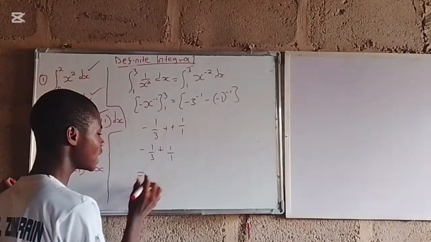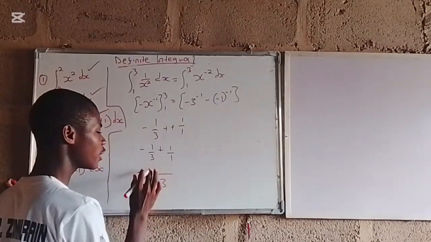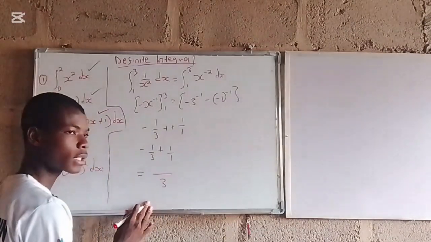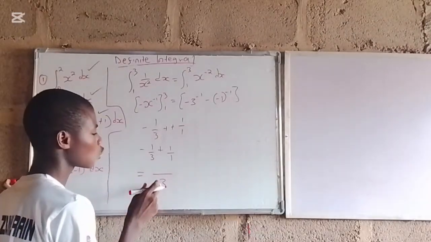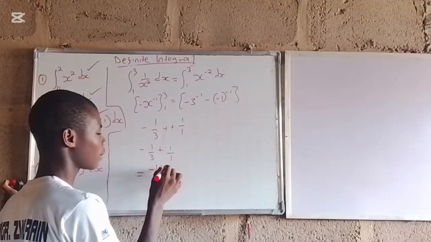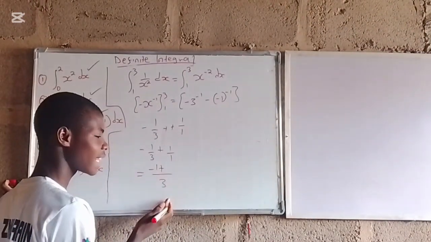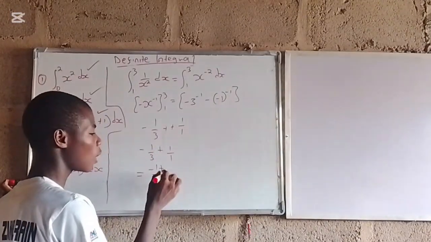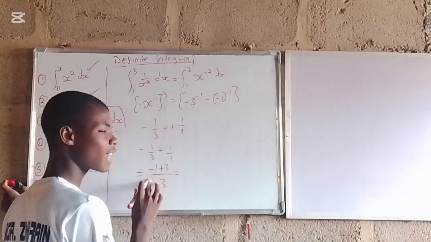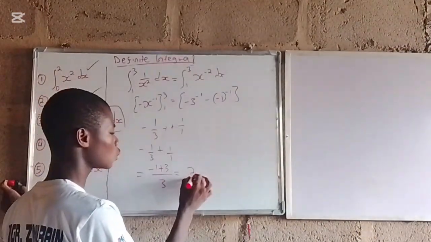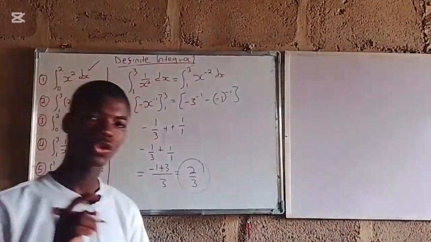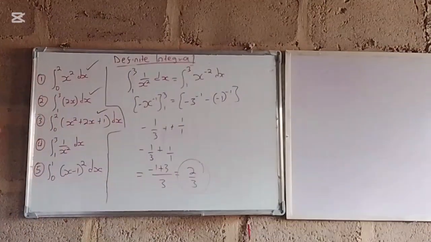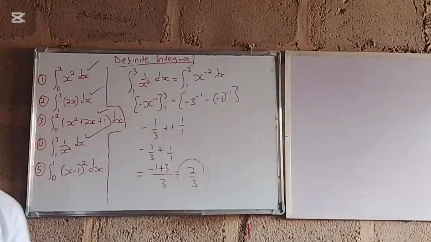So if I take the LCM, which is 3, 3 into 3 gives me 1. So 1 multiplied by 1 is negative 1, plus 3 into 1, which is 3, and then 3 multiplied by 1, which is 3. Minus 1 plus 3, it will give me 2 over 3. So 2 over 3 is the final solution to this fourth problem.